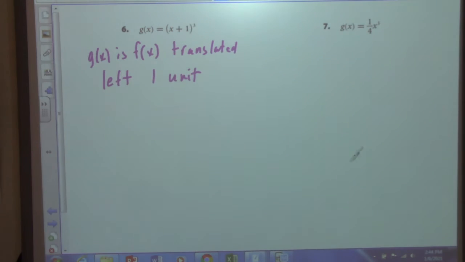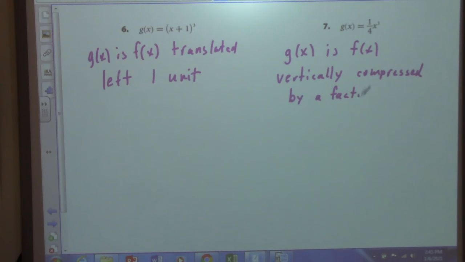This one's a vertical compression by a factor of 1/4. Okay, so Peyton's saying g of x is f of x, and what did you say? It's a vertical compression by a factor of 1/4. I didn't think you did, because it's not in parentheses. A factor of 1/4, yeah. I don't get picked for this one. Right. Okay, so, pretty simple, right?